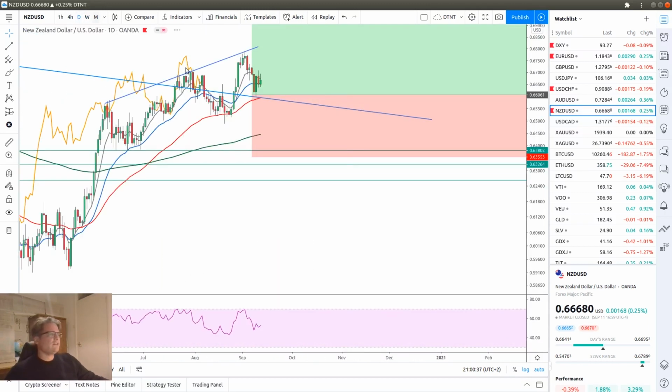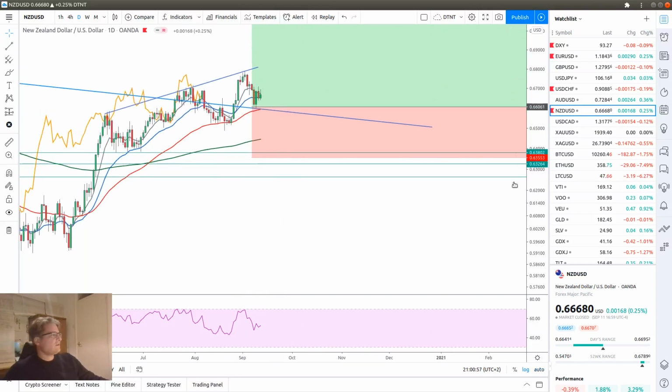So on the daily, that must be a little bit more clear. So we broke here. We're making higher highs, higher lows, and I wanted to get in here at the retest of this trend line level, and that happened. So I'm in this trade to the long side.